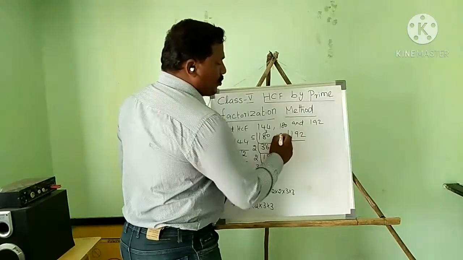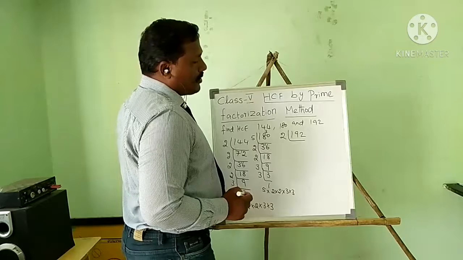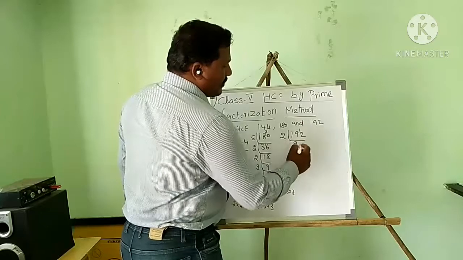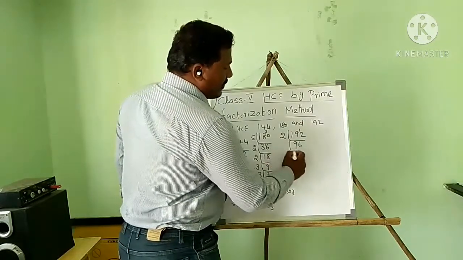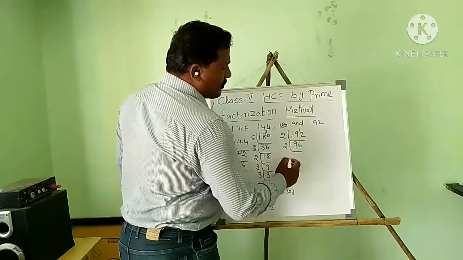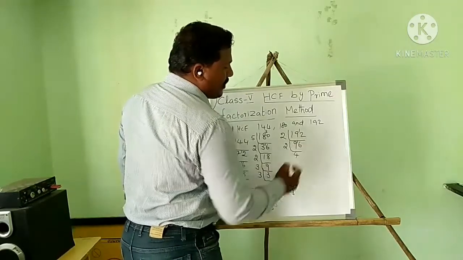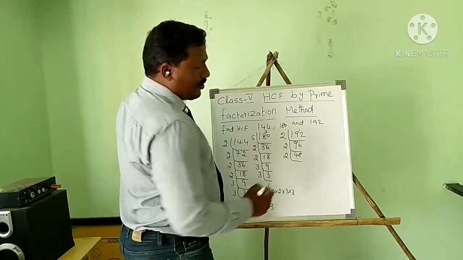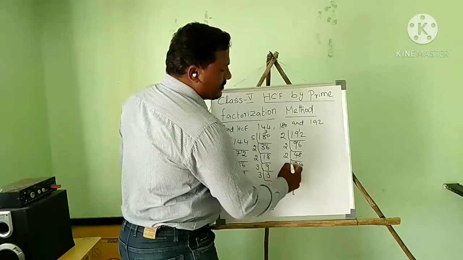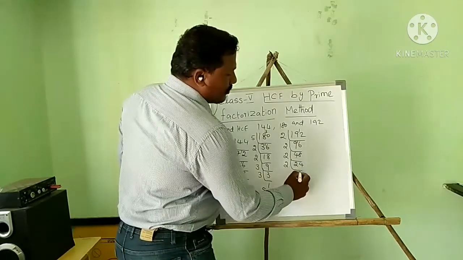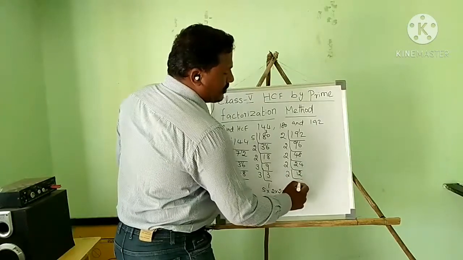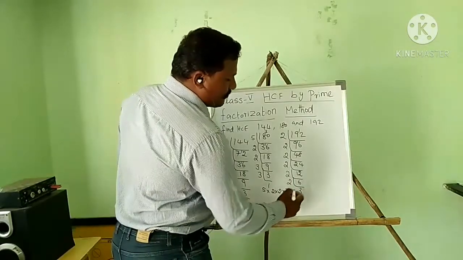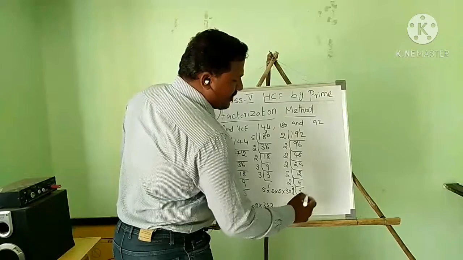So I am going to divide by 2. So 9 2s are 18. Remainder 1. 6 2s are 12. Okay. Again 2. 4 2s are 8. Remainder 1. 8 2s are 16. Again 2. 2 2s are 4. 4 2s are 8. Again 2. 12 2s are 24. Again 2. 6 2s are 12. Again 2. 3 2s are 6. Again 3 1s are 3.